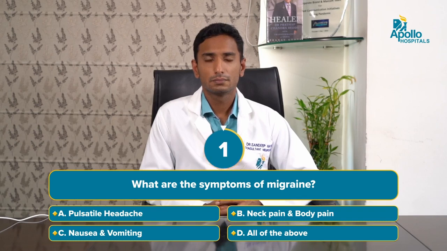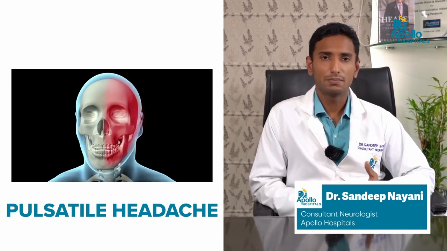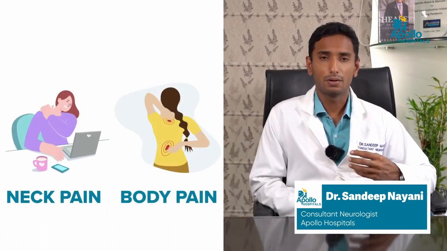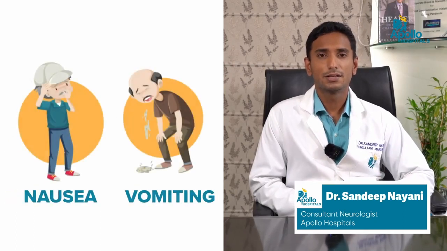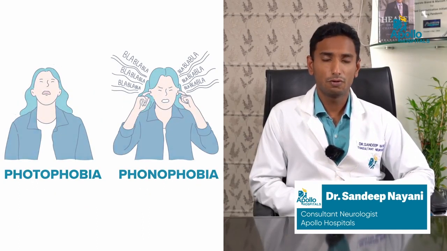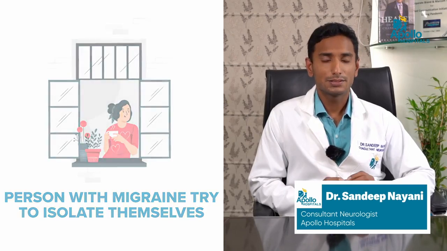What are the symptoms of migraines? Migraines are characterized mainly by pulsatile headaches, which are unilateral, that is one-sided, but sometimes rarely they can be bilateral headaches as well. Along with headache, migraine patients sometimes experience neck pain or diffuse body pain. They also experience symptoms like nausea or vomiting. Along with this, they may experience photophobia or phonophobia. Photophobia means irritation or fear of light or avoidance of light, and phonophobia is where they avoid noises or loud sounds. So patients with migraine prefer to be in a dark room, they try to avoid any noise and they try to sleep in a dark room.